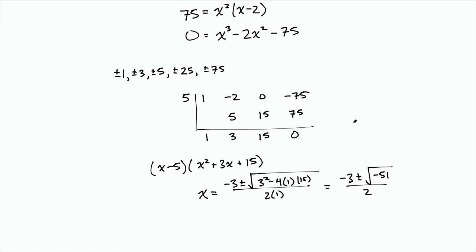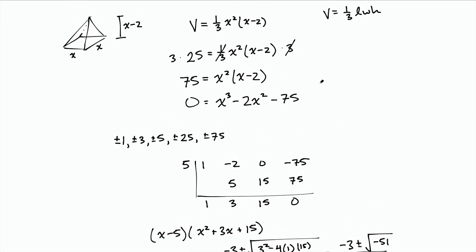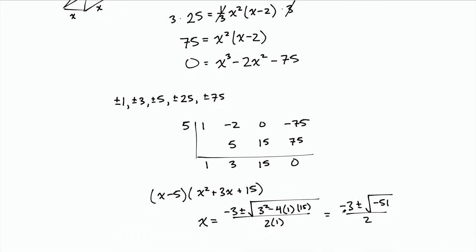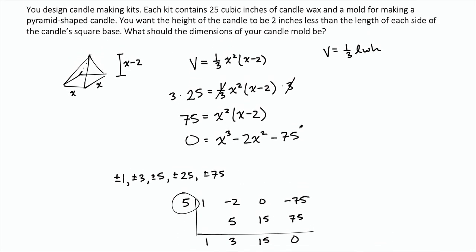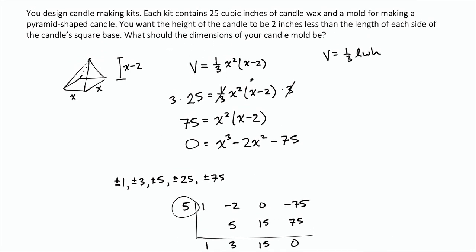So when we're looking at this physical quantity that we're trying to solve for, x, which is the length of a side of this pyramid, obviously it has to be a real number. So this does not give us a solution that is physically meaningful in this problem. The only zero that actually means anything is x equals 5. So that's our answer for the length of our candle, x equals 5. That's the length and the width.